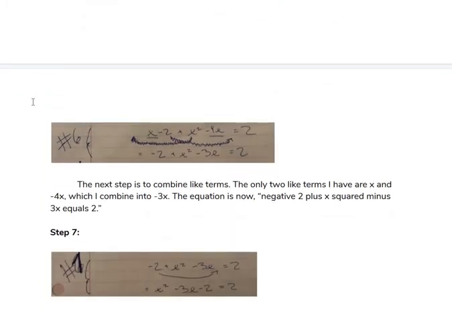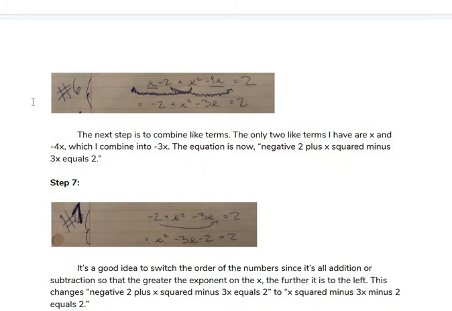Step 6. The next step is to combine like terms. The only two like terms I have are x and negative 4x, which I combine to negative 3x. The equation is now negative 2 plus x squared minus 3x equals 2.